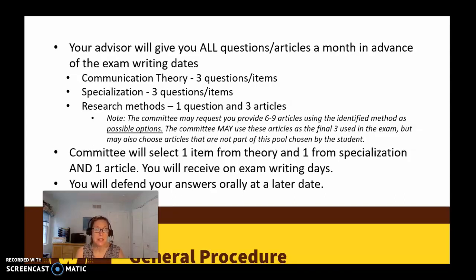So that means you will prepare for everything. You will review all of the articles as you would using the item that's been provided, and you will prepare for all 3 questions for your communication theory and all 3 questions for your specialization. On the day of your writing, you will be given 1 question for theory, 1 article for method, and 1 question for specialization, and that's what you will be writing on.